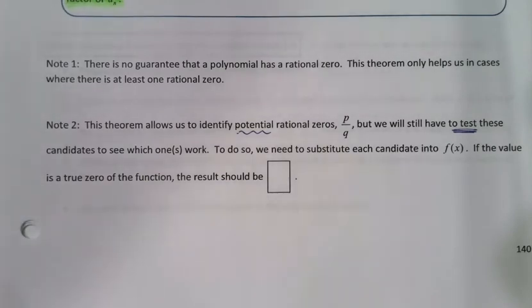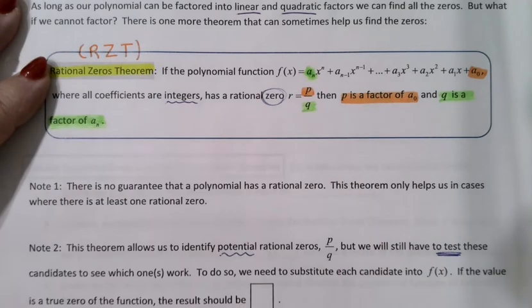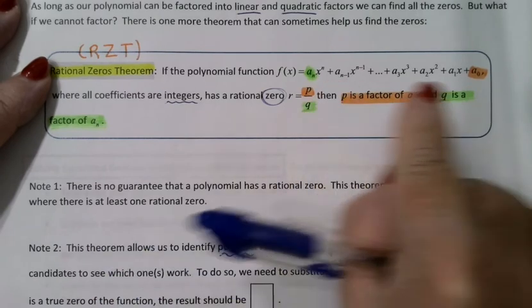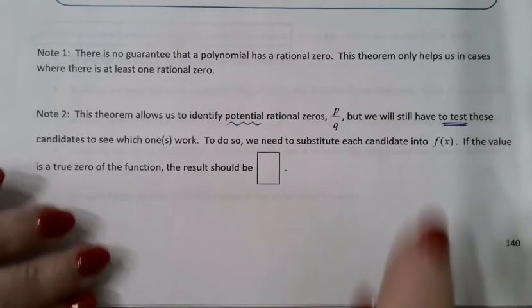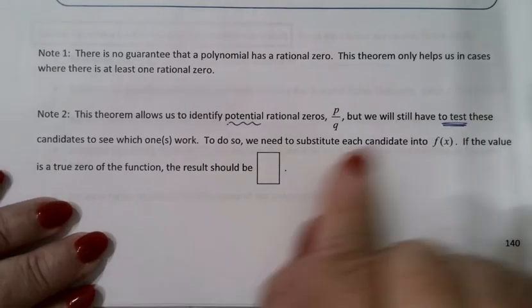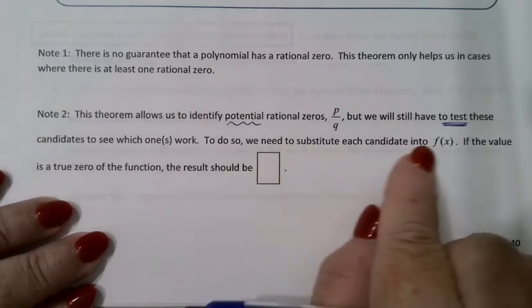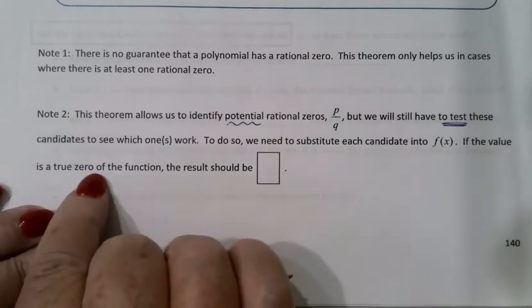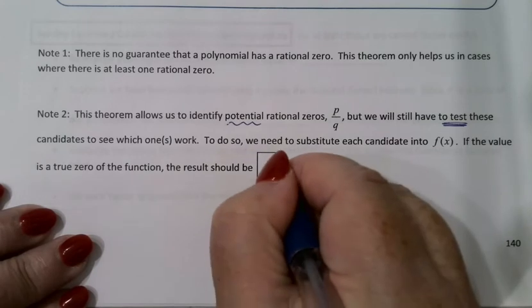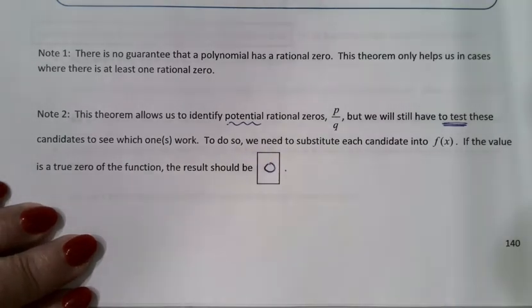How do we know if they work? Well, keep in mind, what were we doing? We're finding zeros of the polynomial. Zeros of the polynomial are the numbers that we could plug in, and it should give us 0 for an answer, right? So how are we going to test our possibilities? We'll substitute each one into f of x, and if the value is truly a 0 of the function, the result should be 0.